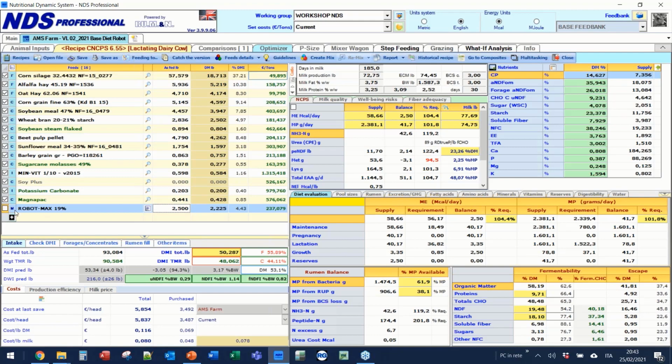I know that the system recognizes that this is the feed that is delivered by the robot, because I uncheck the checkbox right at the left of the name of the feed. All the feeds checked are included in the PMR. The unchecked feed is the feed delivered by the robot. I have everything set up, and then I go to the step feeding.